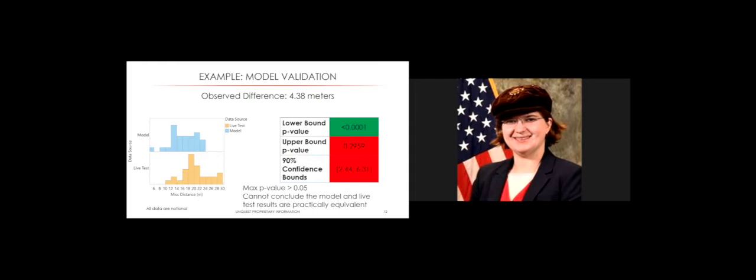Well, we can't do that, right? So we can't conclude that our model and live test results are practically equivalent in this case. And here's the 90% confidence interval of the difference between the means. We see that the upper bound is about 6.3, which is greater than +5, which is our delta value. So that's one example where we can't show equivalence.